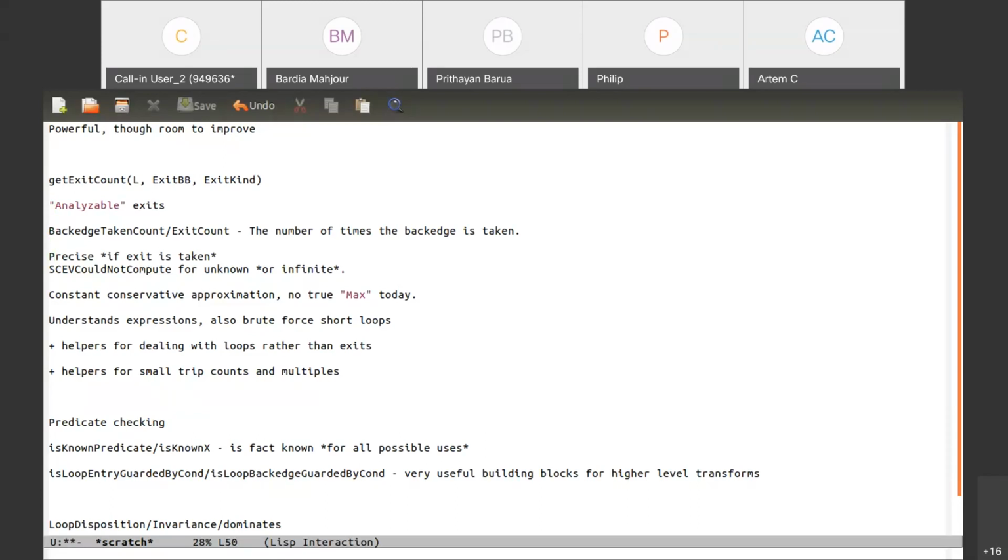SCEV can give us a precise exit count for any particular exit, or may be able to. One important subtlety here is that the exit count is only precise if that particular exit is the exit that is taken from the loop. So the most important implication of that is if the loop contains an exceptional exit, the exit counts do not model exceptional exits, and that will not be reflected in the reported backedge taken count for the loop, for instance. That's the most important implication.